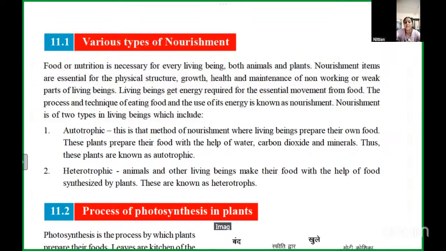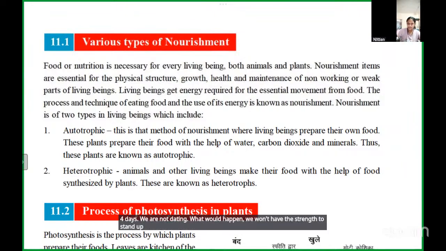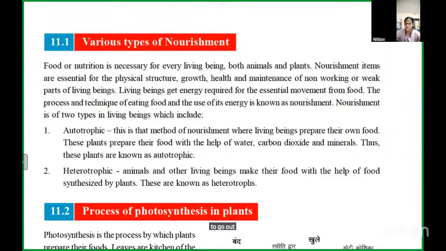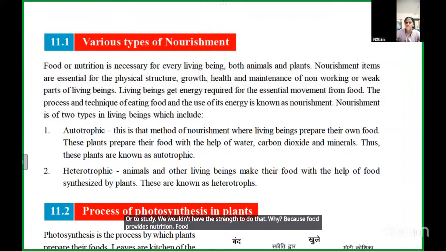Living beings get the energy required for the essential movement from food. Imagine if we do not eat for days. What would happen? We won't have the strength to stand up. We won't have the strength to walk. We wouldn't have the strength to do our daily activities, to play, to go out, to do jogging, or to study. Why? Because food provides nutrition. Food gives us the energy to function, to do our daily activities, to stay healthy, to stay fit.